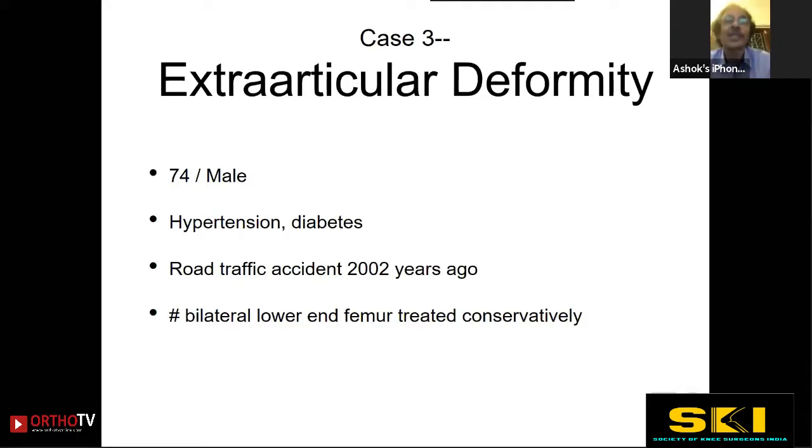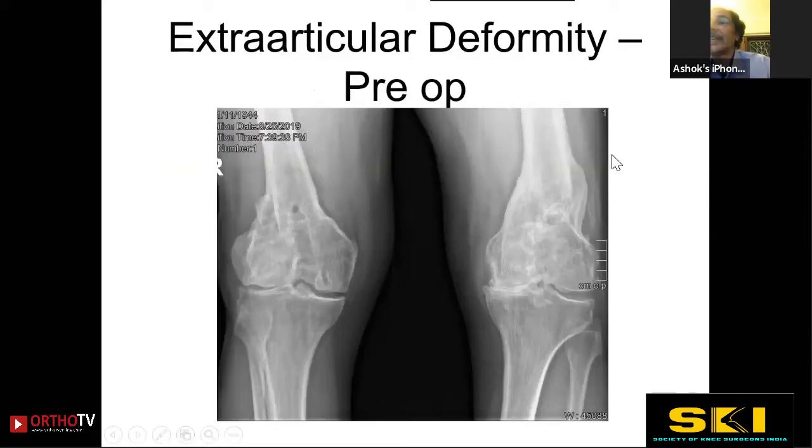Right. So this is a very interesting case. A 74-year-old gentleman, diabetic, hypertensive. Almost 17, 18 years back he had a road traffic accident and had a bilateral lower end femur fracture that was treated conservatively. So this is his preoperative X-ray. He is now in severe pain, and would anyone like to take this?